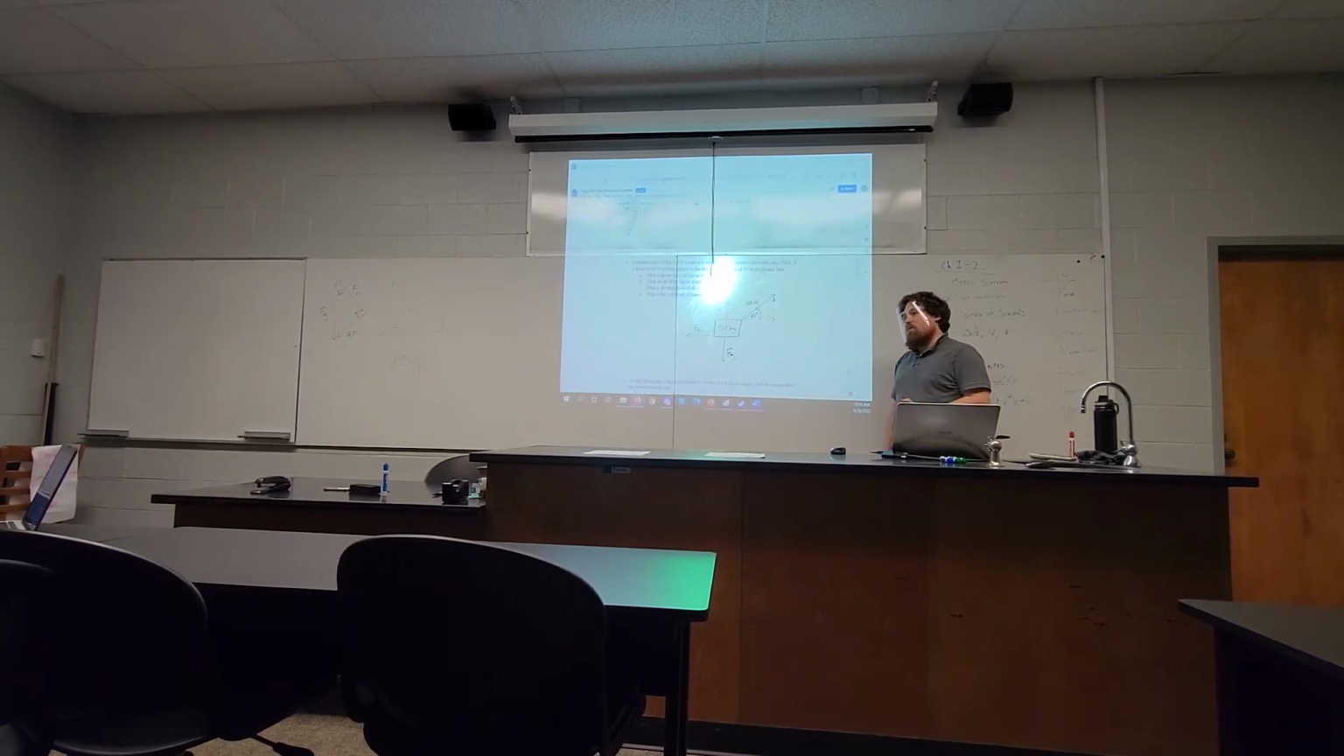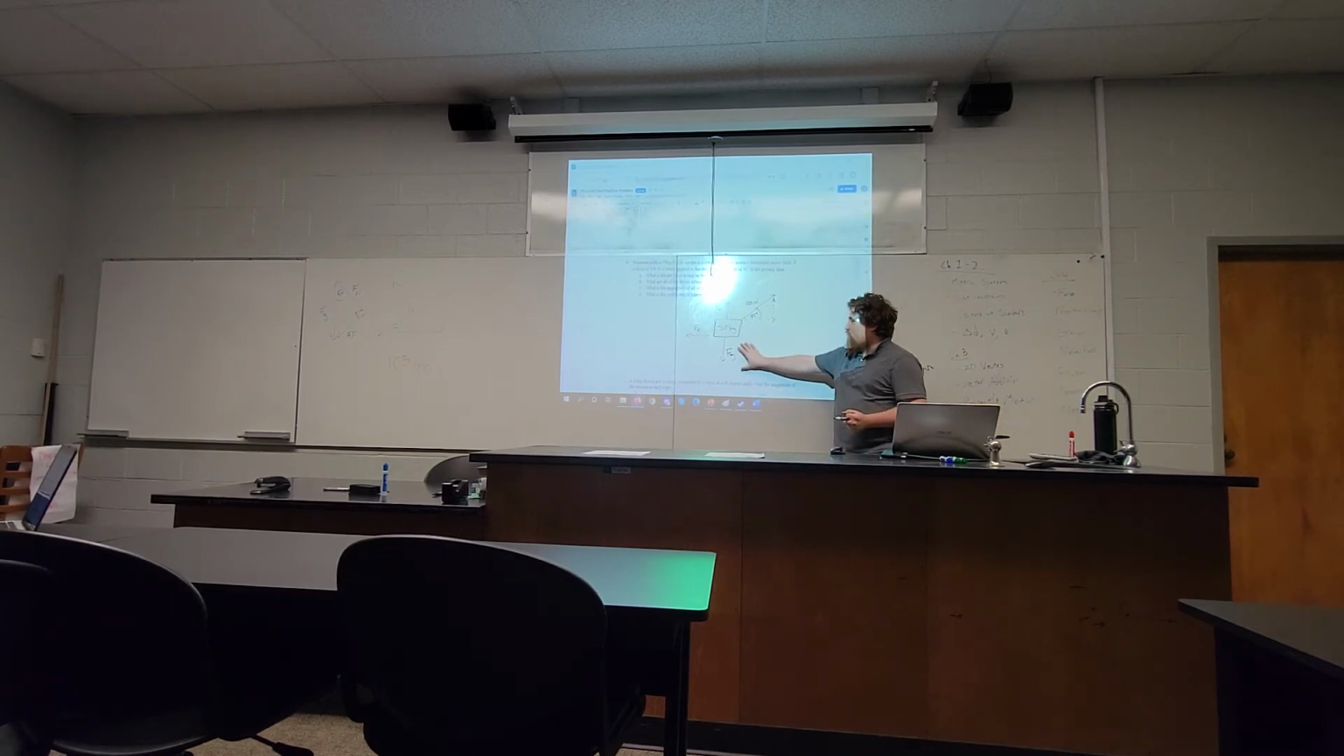Yes? Can you draw, in your diagram, the normal force and the force of gravity backwards, or the opposite arrows? Wait, like normal force upwards down here? Yes. Yeah, that's fine, as long as they're labeled.